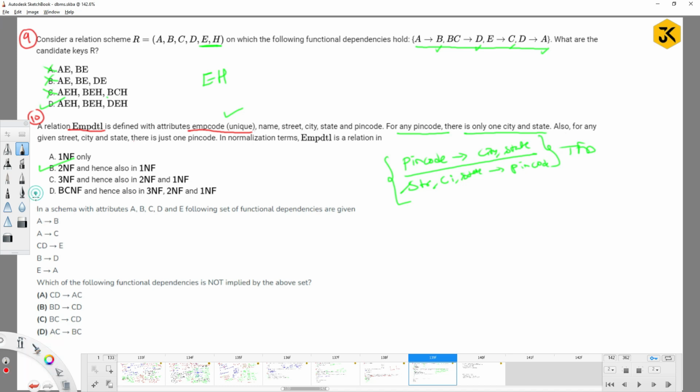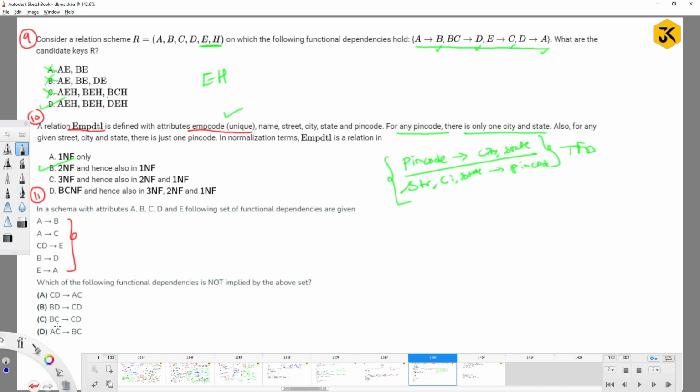Next one, in a schema with attributes A, B, C, D and E, the following set of functional dependencies are given. Right? They have given some set of functional dependencies. Which of the following functional dependencies is not implied by the above set? Meaning that we have to apply some set of rules and get the remaining things. So what is the simple solution for this? They have given some set of functional dependencies and some other additional functional dependencies. We have to determine whether they are derived from the given set or not.